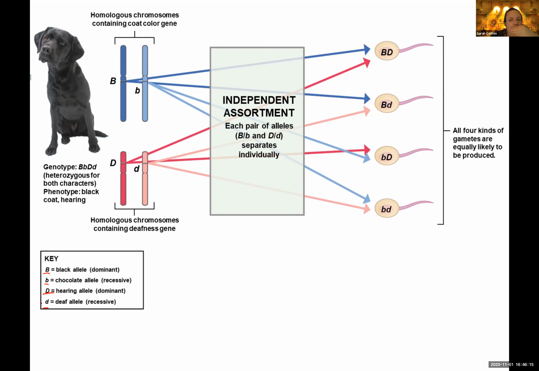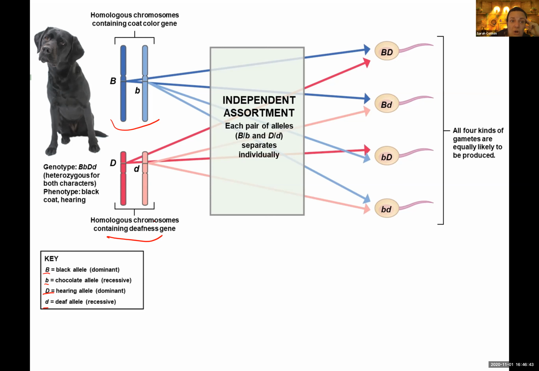Okay. So here we have two homologous pairs of chromosomes. Here's the one that has coat color. Here's the one that has the deafness versus hearing gene. What Mendel's second law, the law of independent assortment, states is that these two genes are not inherited together, so they can be inherited in any combination.